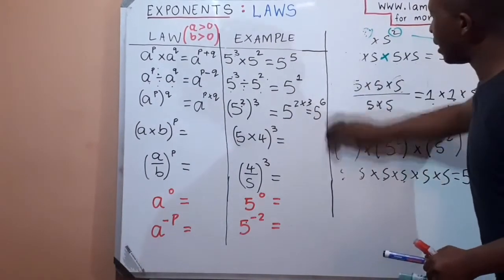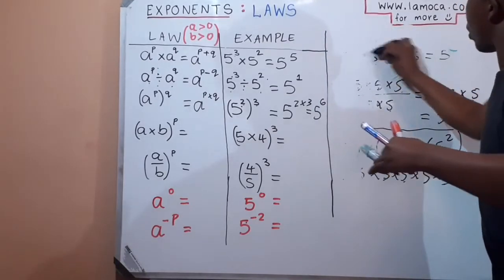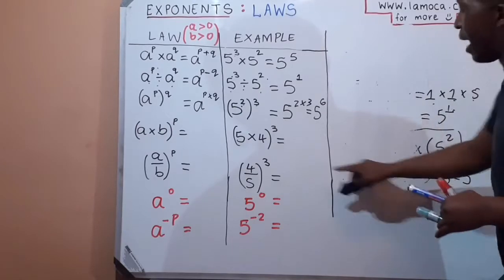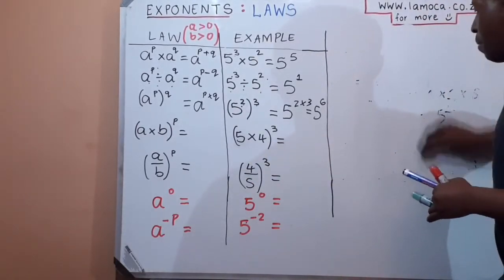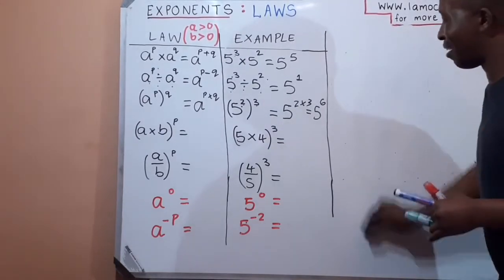Now let's go to the next law, for when you have different bases. What happens if you don't have the same base? If you've got a different base, like in my example, I've got 5 times 4, which are not the same, all of them raised to the power of 3. How would you simplify something that looks like that?